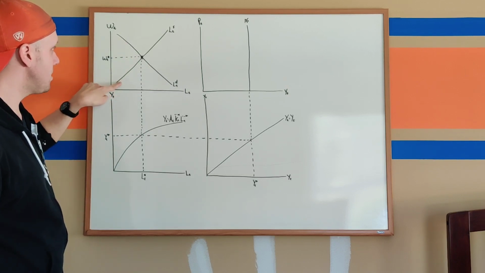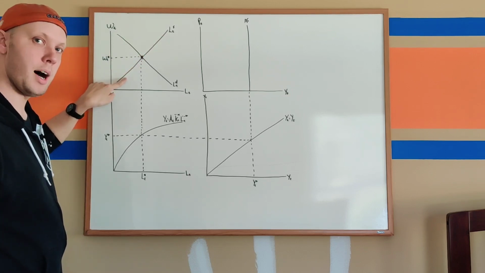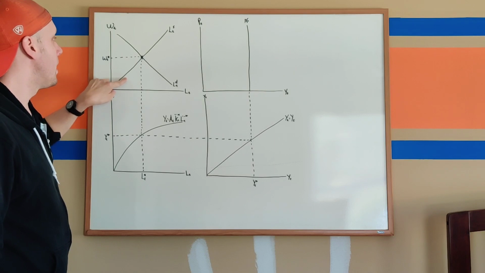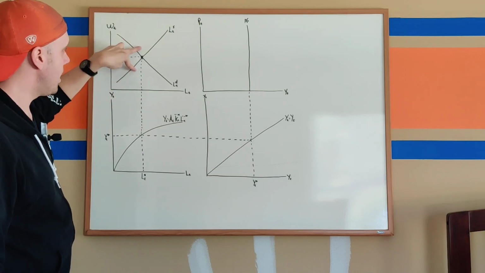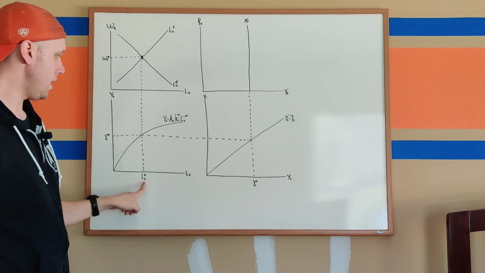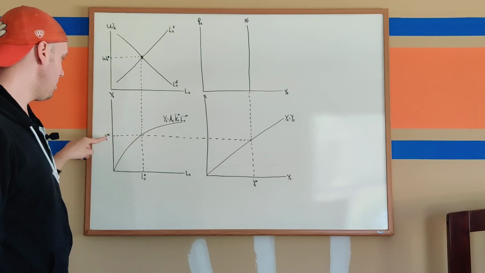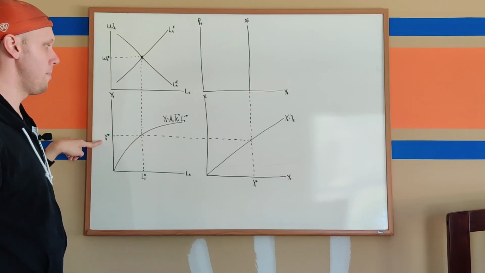Now, simultaneously, households are optimizing, and they're deciding how much labor they want to supply. Now, at the intersection of labor demand and labor supply, we get a market clearing wage rate, which gives us the amount of labor that firms demand, which then yields production Y star.